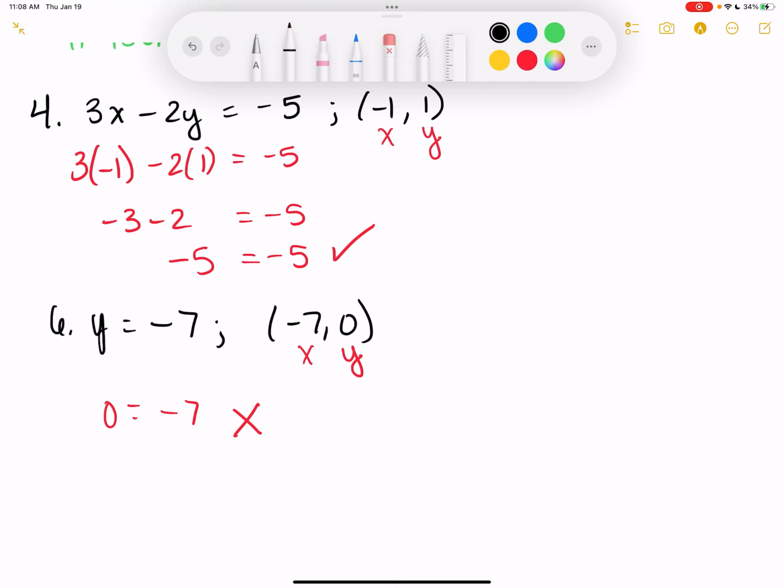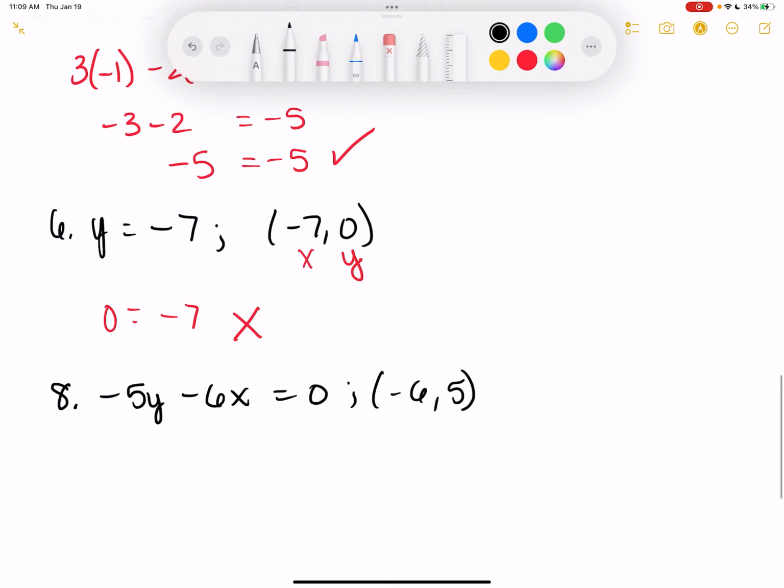Let's see, number 8: negative 5y minus 6x is equal to 0. And the point they give is negative 6, 5. So what do I do here? I'll let y'all tell me this time. Let's start out with which one of these is x and which one's y? Negative 6 is x. Yep. 5 is y. Yep.